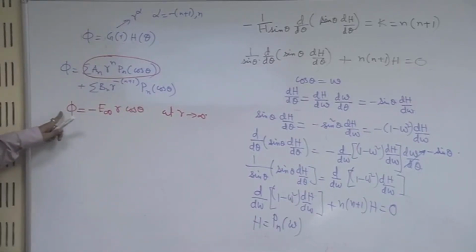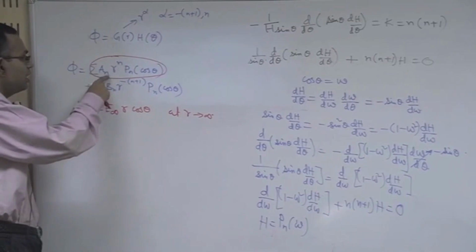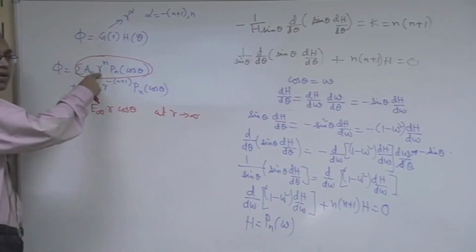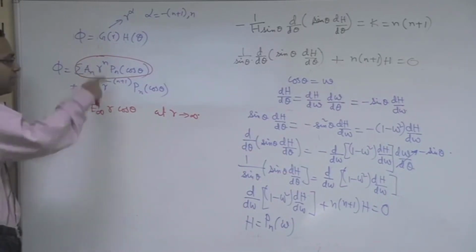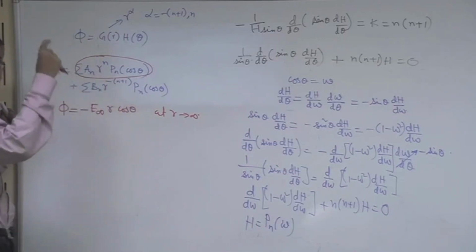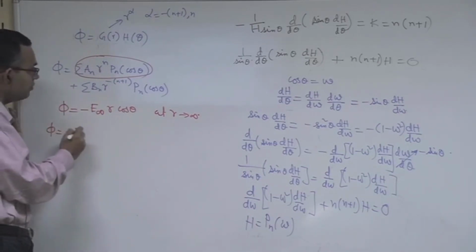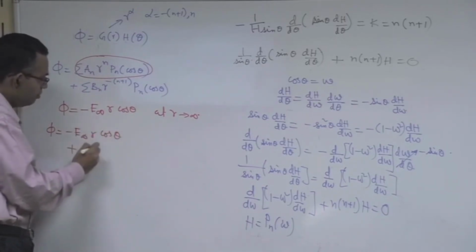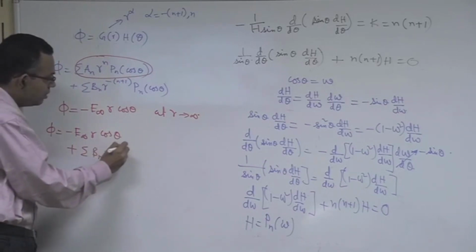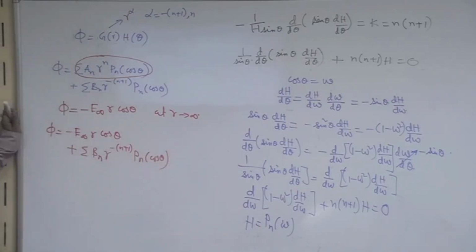So, if you use this, then you can say that the other terms for r to the power n dependence should not be there when r tends to infinity, because that will blow up the solution. So, you can say safely that phi is equal to minus E infinity r cos theta plus summation of Bn r to the power minus n plus 1 Pn cos theta. Okay.